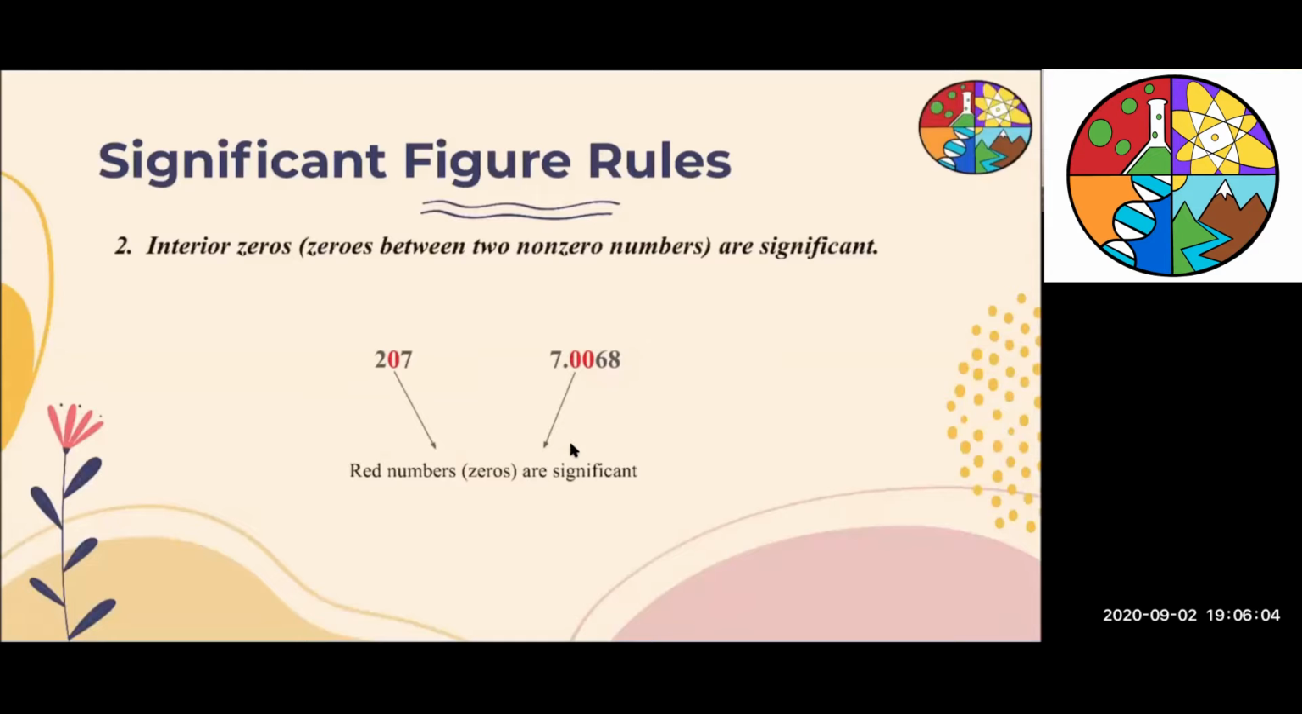Your second rule is that interior zeros, so zeros that are in between your real numbers, are significant. So like earlier, you have 0 right here. This is a significant 0, as well as these two, which are between the 7 and the 6. So the red numbers are also significant in these two numbers.